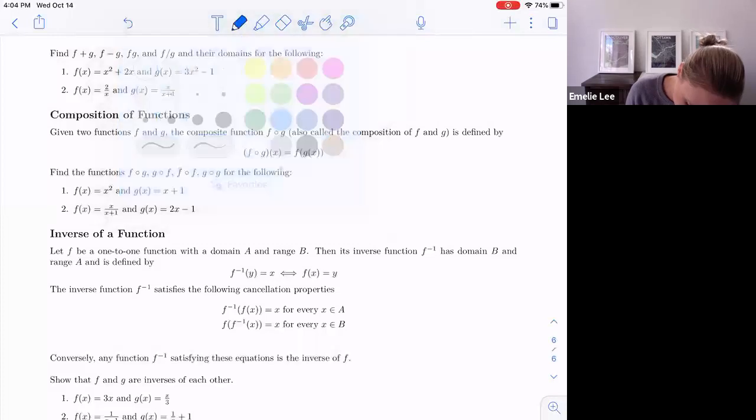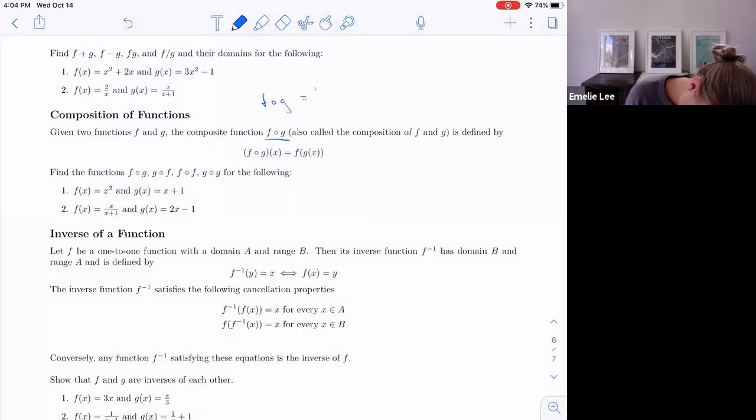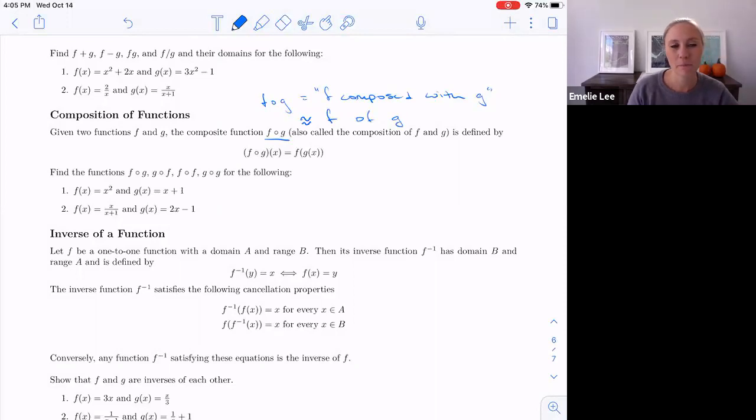You can read it as f composed with g, or slangy, if you will, f of g. Technically not correct terminology, but it does work, and that's how I read it. So f composed with g of x is the same as f of g of x. Wherever you see an x, you're going to replace it with g of x, which itself is going to be a function.